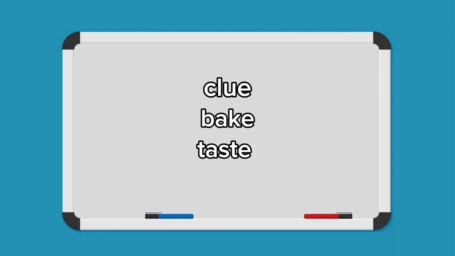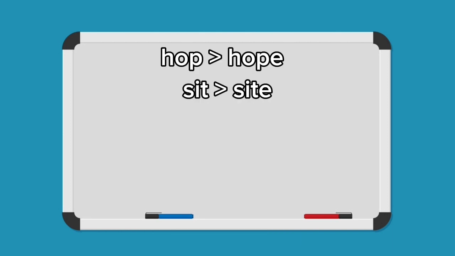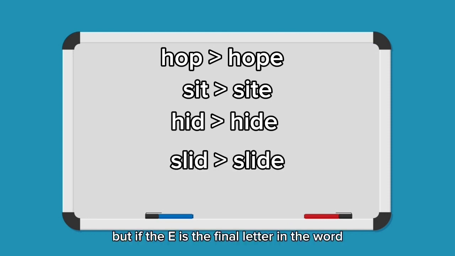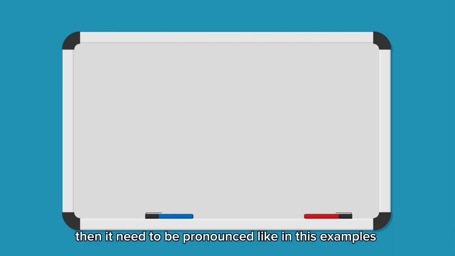And letter E at the end, although it might be silent, can affect the pronunciation of the vowel sound before it. On a few occasions, it even changes the meaning entirely. Let's look at this example: hop, hope, sit, site, hit, hide, slit, slide. But if the E is the final letter in the word and it's the only vowel sound, then it needs to be pronounced, like in these examples: he, she, and we.